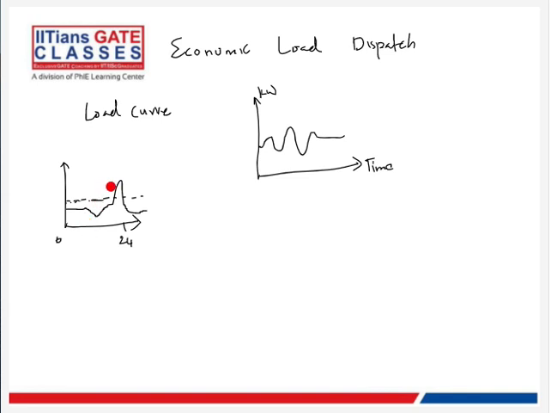So from the load characteristics, we can always find this, which will be the maximum demand, right? This will be the minimum demand. We can also find the average demand. How do you find the average demand? You find the area of this curve, and then you divide it by the number of hours or days. So that will give you the average daily load, right?